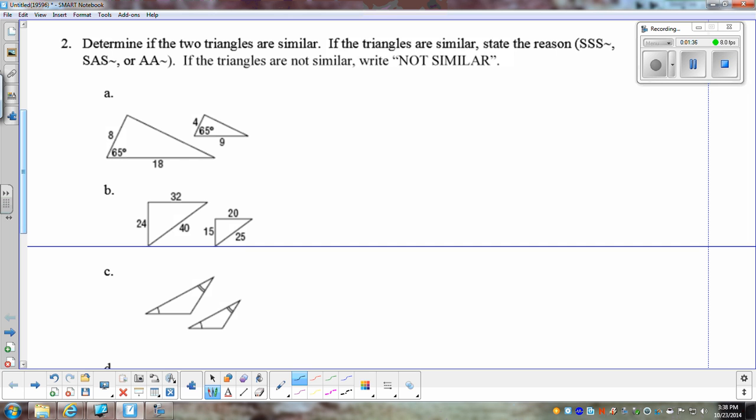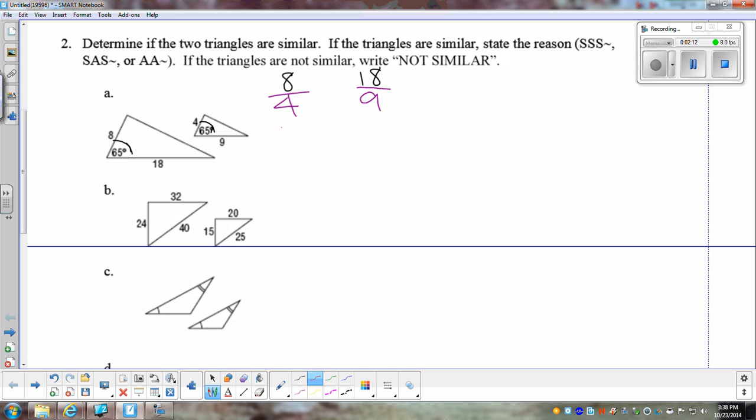Number 2, I want to determine if the two triangles are similar. And if they are, I want to state my reason, either side, side; side, angle, side similarity; or angle similarity. Well, automatically in letter A, I know I have a pair of angles, so I can get rid of side, side. I only have one angle, but I have two sets of sides, so let's see if they are proportional. I have 8 and 18 in one triangle. The small side of my little triangle is 4, so that goes with the 8. And the big side of my little triangle is 9, so that goes with the 18.